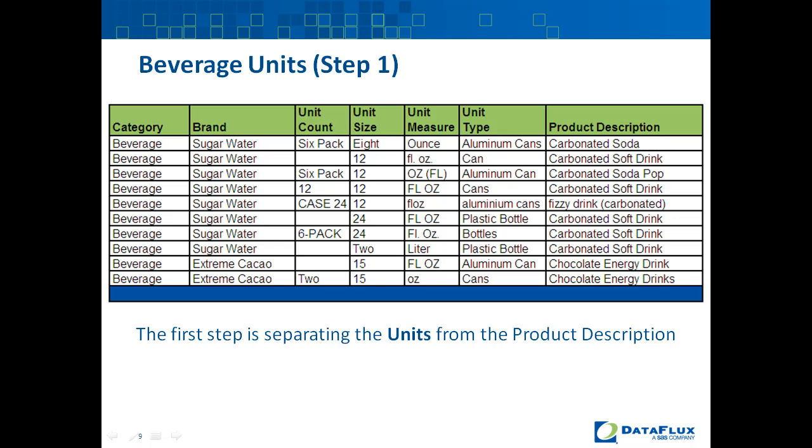So the unit count is the number of products that are being sold. So in the case of a 6-pack of aluminum cans of carbonated soft drink, that's the number of cans. So it's the individual units that we're selling. The unit size and the unit of measure go together. So the unit measure in this case is the weight or the fluid weight of the product that we're selling. And then the unit type is the container type. So in this case, we have aluminum cans and plastic bottles.